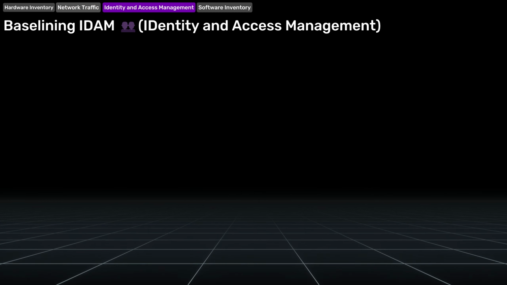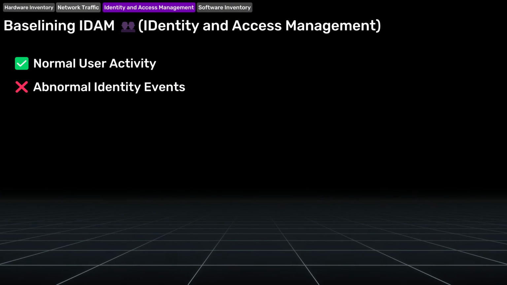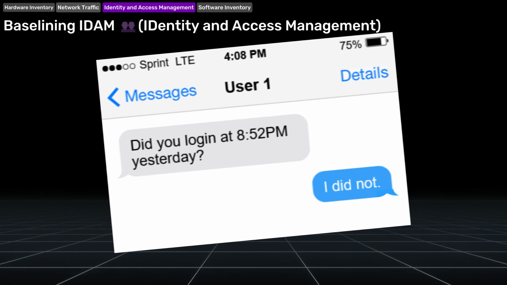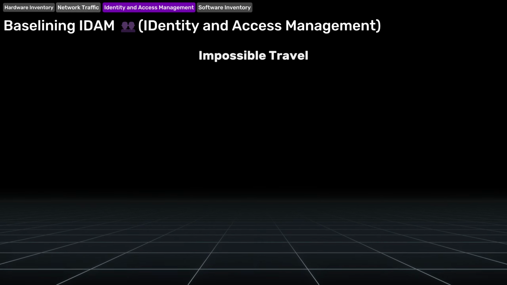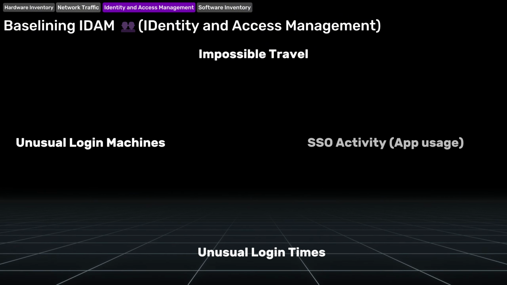Baselining IDAM, or Identity and Access Management, can be done to identify normal user login activity and abnormal identity events. Users often perform the same type of activity every day. Once some anomalous activity is observed from a user, we can verify the activity with the user themselves to check if it's the user performing it or an attacker. You could check for anomalies by looking for impossible travel, unusual login times, unusual login machines, app usage, or SSO activity.